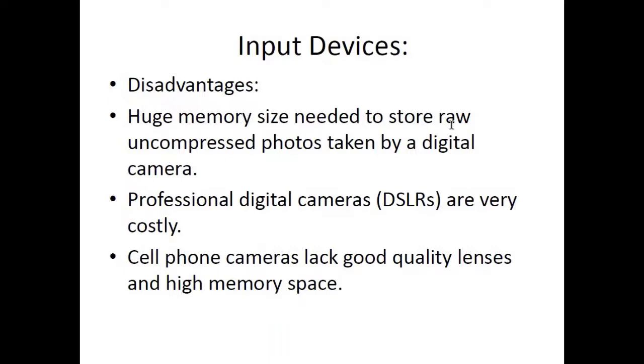Disadvantages: huge memory size needed to store raw uncompressed photos taken by a digital camera. The raw image which is captured by a DSLR is about 25 to 45 MB per file. So for saving it, we convert it into JPG format so that some space can be saved, but raw files take up a lot of memory.